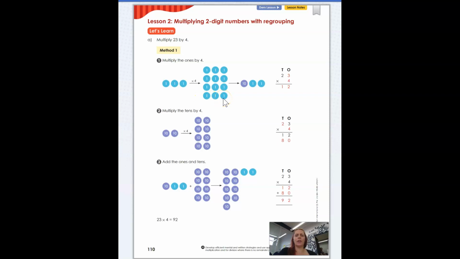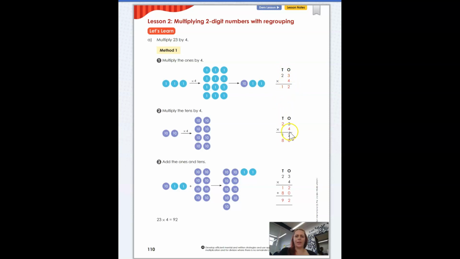So the total of 4 sets of 3 ones is 12 ones, or 12, which can be represented as 1 ten and 2 ones. So we've just put that down here, 12. Remember, columns are really important, the ones column and the tens column.